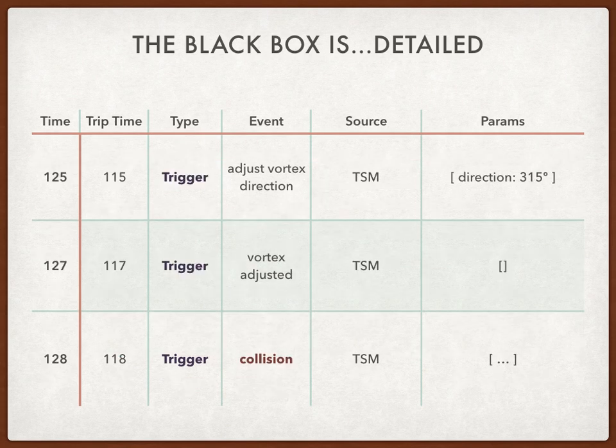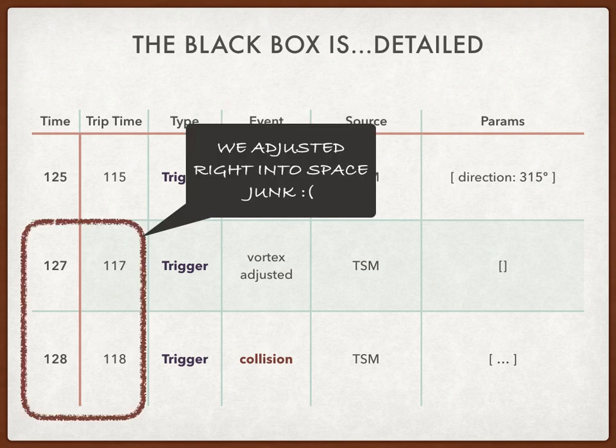Now, if we keep paging through and paging through, we'll see what the problem is. So at time index 127, we triggered a vortex adjustment. So it's probably to avoid something, like our generic algorithm that we created. Then we can see at time index 128, we collided with something. So essentially, we adjusted ourselves away from one piece of junk and into another piece of junk. So not good. But now we have a failure mode. We could write code to deal with that.